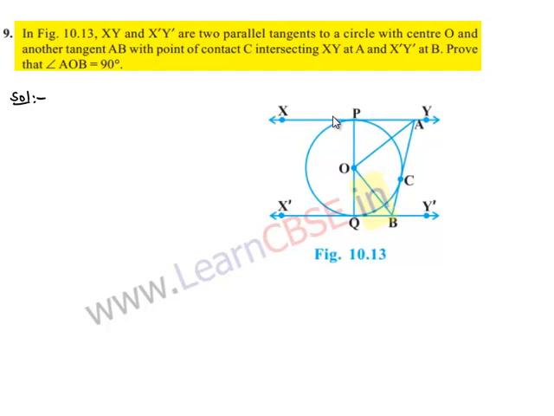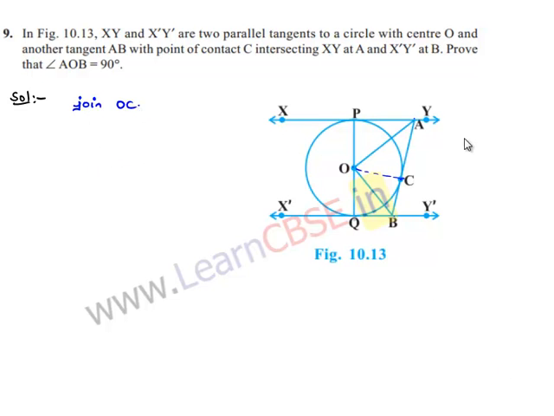Here he has given that XY is parallel to X dash Y dash. In between a circle is present with center O, and he also says that a tangent is drawn through point C intersecting XY at A and X dash Y dash at B. And finally he asks us to prove that angle AOB is equal to 90 degrees. In order to prove this, let us initially join OC.